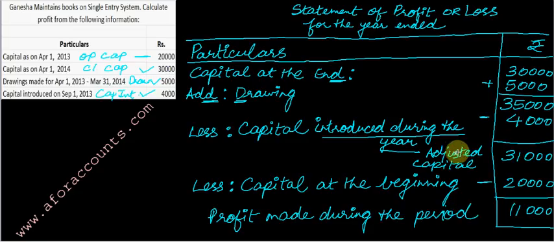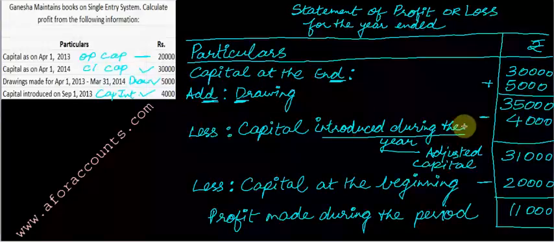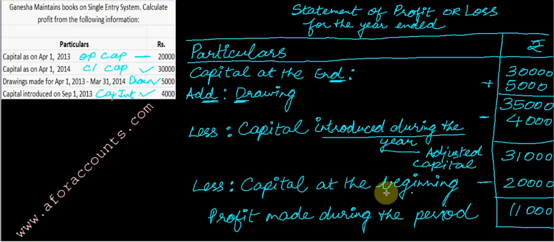Okay, so just recapping it. Statement of profit or loss for the year ended. I will remember first capital at the end, and then I will remember add less. Then for add is D, and I will remember here D. Add drawing, less capital introduced during the year, and after that capital at the beginning. So add drawing less capital introduced during the year, you get adjusted capital, less capital at the beginning, and then when you subtract that you get profit made during the year.